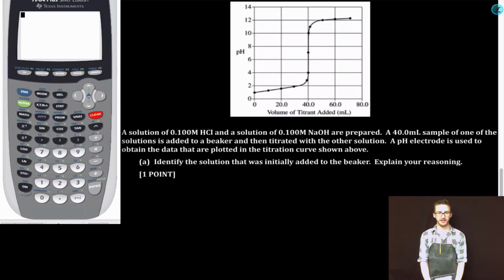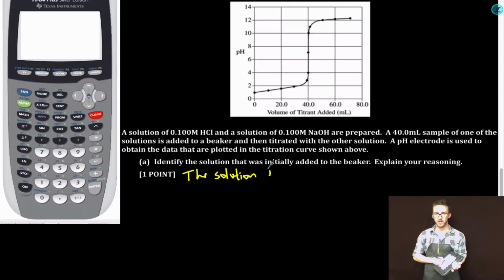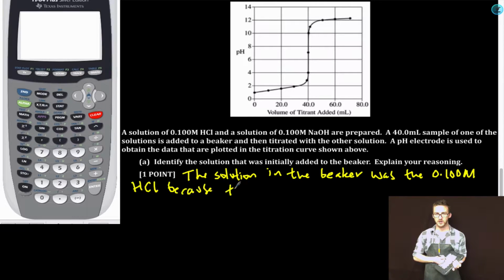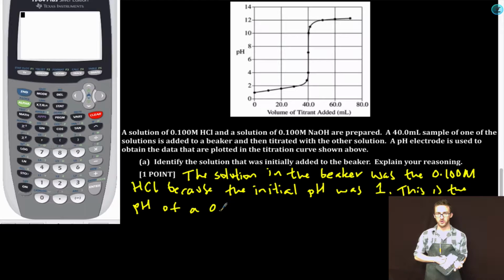Part A. Identify the solution that was initially added to the beaker. Explain your reasoning. The solution in the beaker was the 0.100 molar HCl because the initial pH was 1. This is the pH of a 0.100 molar HCl solution. Done.